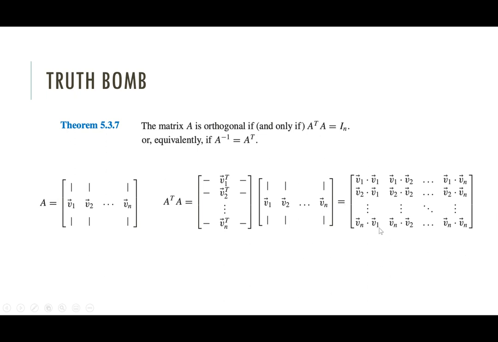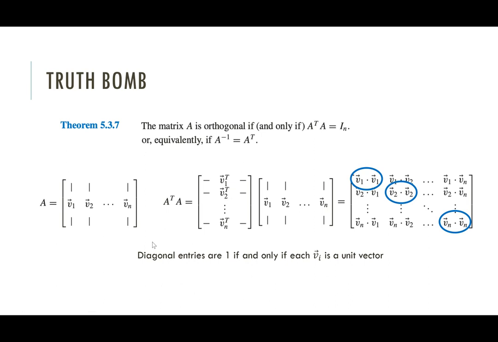Now, let's look at the entries of this specifically. First, let's check out the diagonals. We've got v1·v1, v2·v2, all the way down to vn·vn. And notice that these diagonal entries are going to be 1 if and only if each vi is a unit vector. If vi had a different length, then this is just the square of the length of v1, the square of the length of v2, which would be different from 1. So these are 1 if and only if each of these vectors is a unit vector.